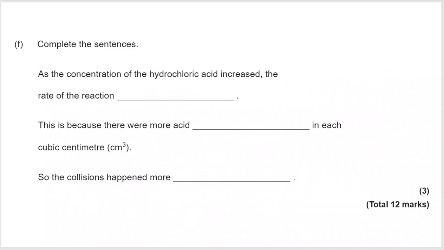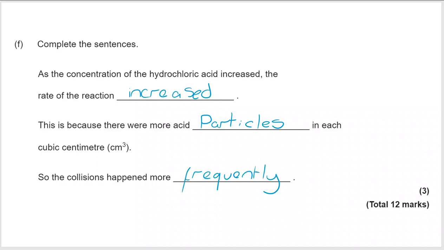And to finish off, complete the sentences. As the concentration of the hydrochloric acid increased, the rate of reaction increased. This is because there were more acid particles in each cubic centimetre, or cm cubed. So the collisions happen more frequently. And that takes us to the end of the question.